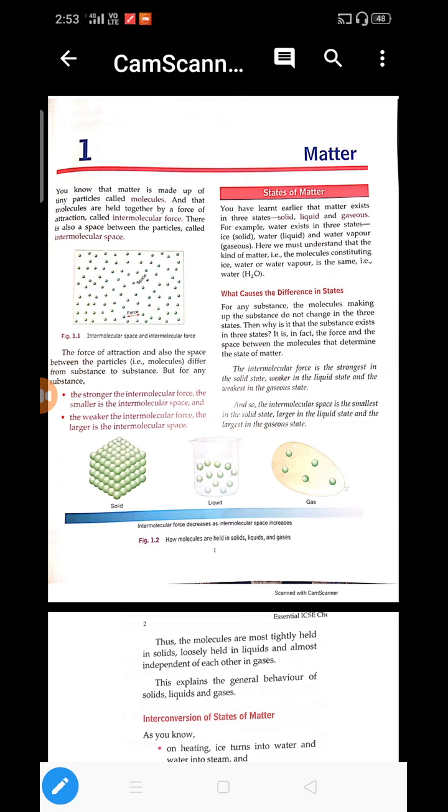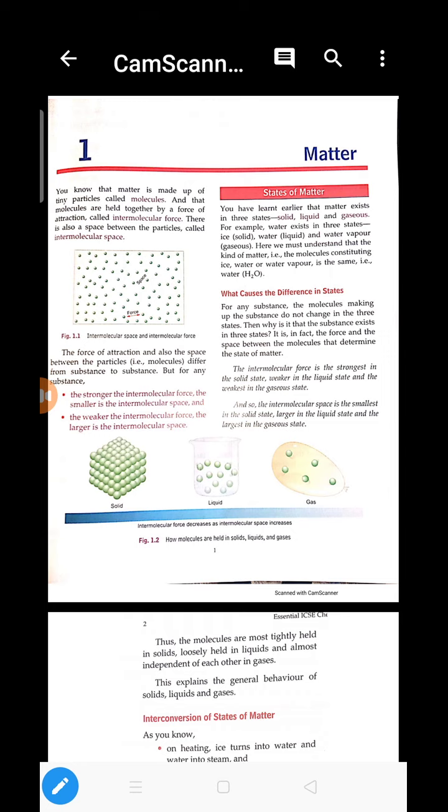There is also space between the particles called intermolecular space. That means the space between the particles is called the intermolecular space. And here is the diagram of the intermolecular space and intermolecular force.